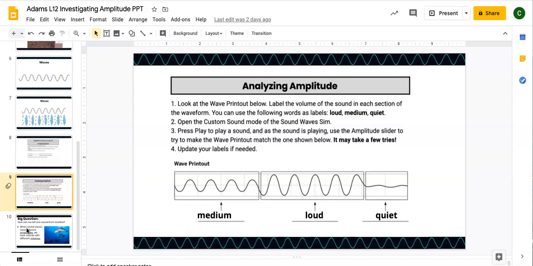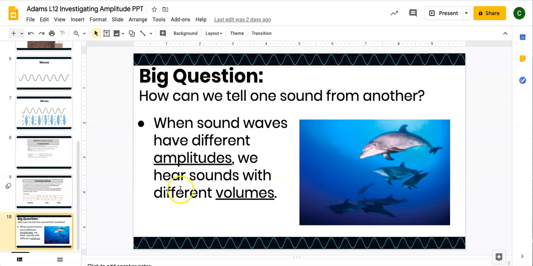I want to go ahead and quickly sum up our big question here. How can we tell one sound from another? Well, we've learned from today's simulation and today's videos that when sound waves have different amplitudes, we hear sounds with different volumes. When we think about volumes, we think about quiet, we think about loud. So that's what that means when you think of volumes.